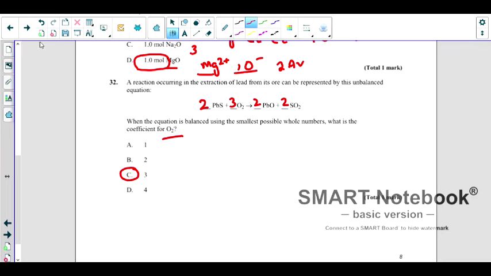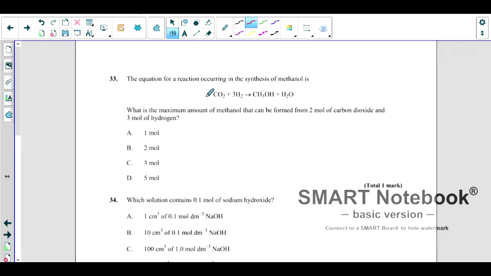Moving forward, what do we have next? The equation of a reaction occurring in the synthesis of methanol. Okay, the equation is given to us. What is the maximum amount of methanol that can be formed from 2 moles of carbon dioxide and 3 moles of hydrogen? We are given the quantities, we are given the equation. So if you see here, we have 2 moles of carbon dioxide and 3 moles of hydrogen. So directly moles are given, and we want to see the product.